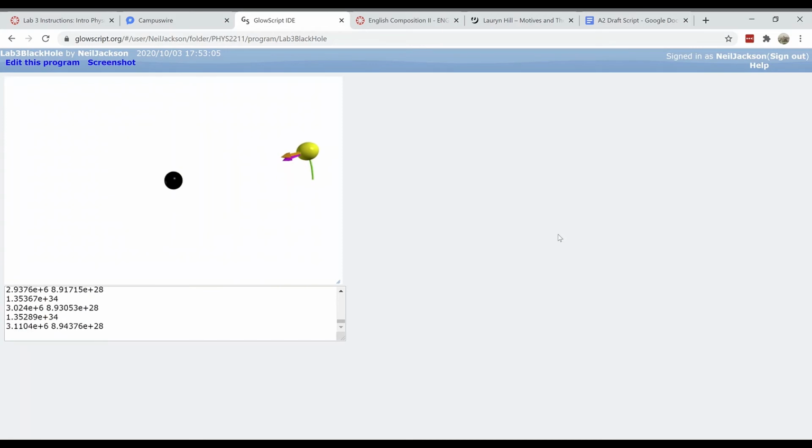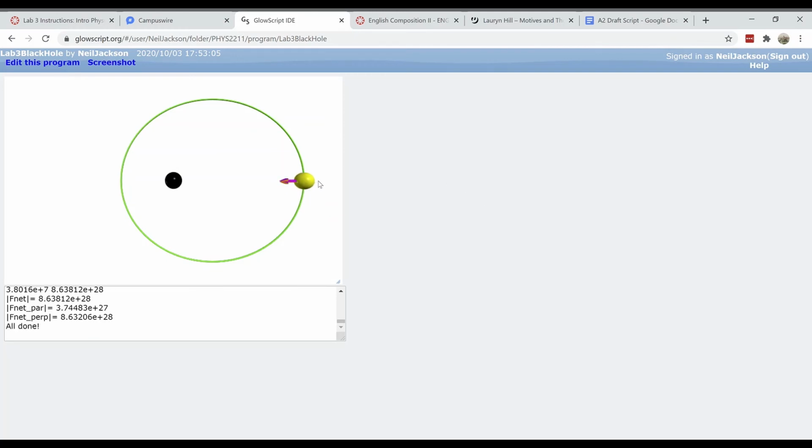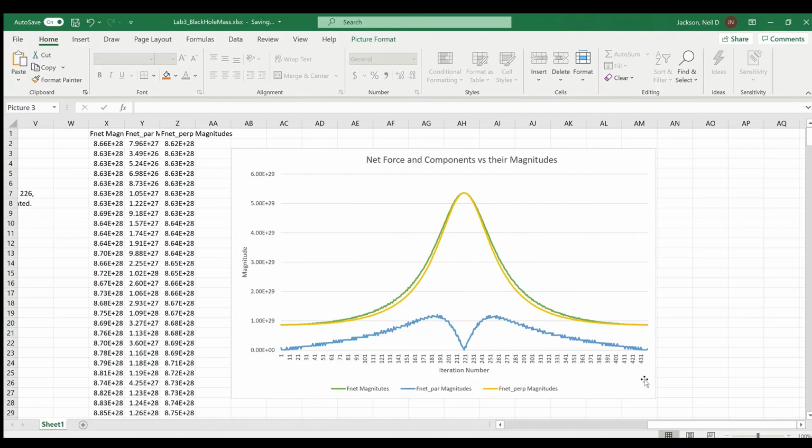Here's what my program looks like. So we know that Fnet is equal to F of G. That means when the radius is smallest, right there, all of my forces will be the strongest, whereas when the star is the farthest away, my forces will be the smallest. Here's a graph of the net force and its components acting on the system. As you can see, when the radius is the smallest, which is the middle of the graph, the net force is the strongest.